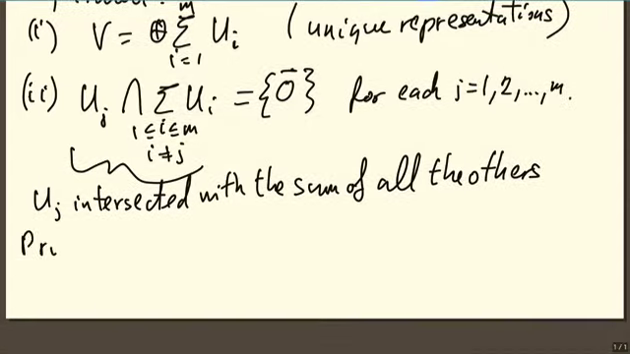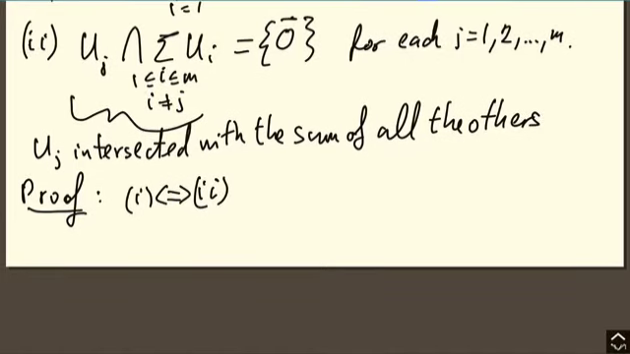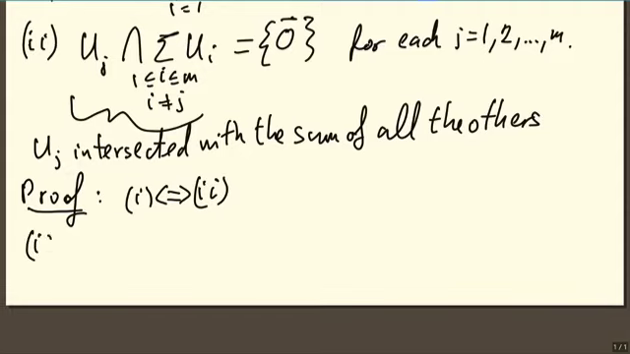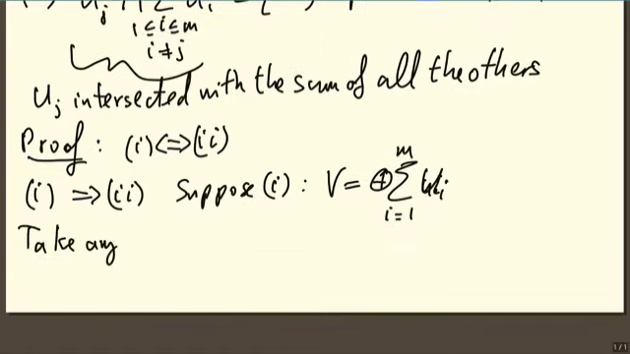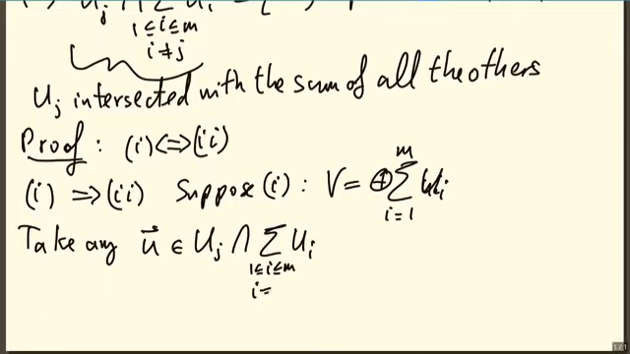So a proof of this theorem, we have to show that 1 is equivalent to 2. Again, it has two directions. First, we show that 1 implies 2. Suppose 1, which means V equals the direct sum of U sub i subspaces. Let's take any vector u from U sub j intersection with this sum of the rest of the subspaces, so i going from 1 to m with i not equal to j.